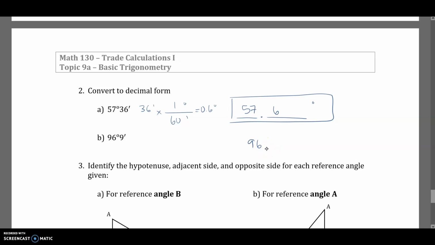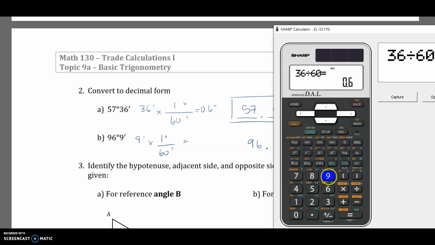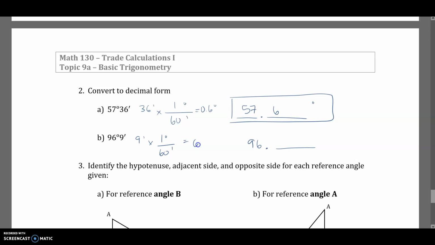Same for the next example, 96 point. I'm going to figure out the decimal portion. If I have 9 minutes, I multiply by 1 degree is 60 minutes. So 9 divided by 60 is 0.15. So 96 degrees 9 minutes is 96.15 degrees.